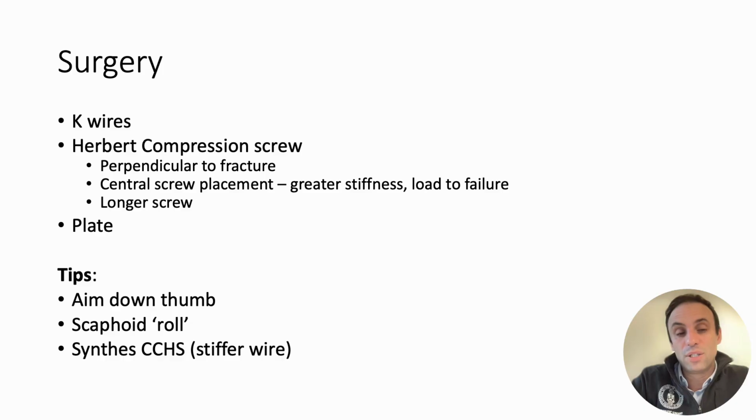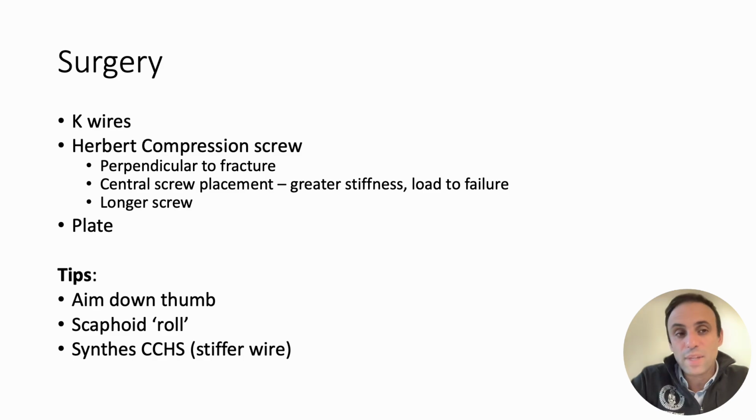Key points to improve your likelihood of fixation, from biomechanical studies, are putting the screw perpendicular to the fracture. A central screw placement gives greater stiffness and load to failure, and also a longer screw, by which I mean if you can go from cortex to cortex. I always visually identify where the tip of the screw is going to make sure that it's buried underneath the cartilage, because on post-operative radiographs you'll always see, and it always worries you, that the screw looks slightly long and it's sticking out of the scaphoid, but it's not, because there's about 1 or 2 millimeters of cartilage on both ends.